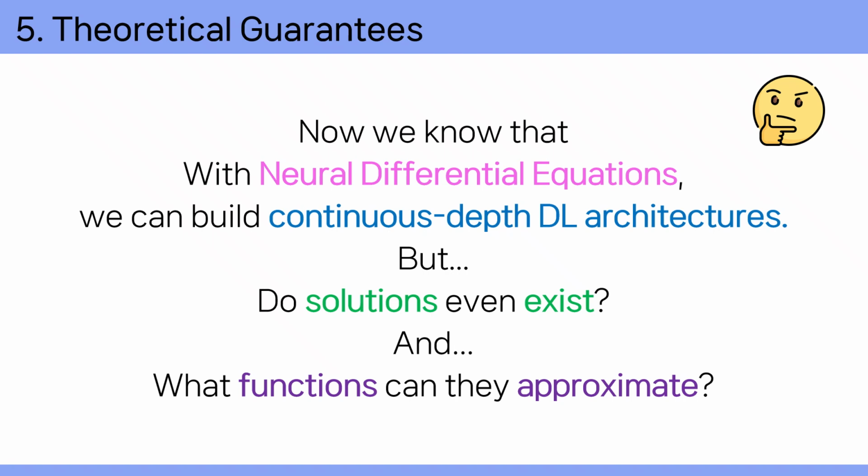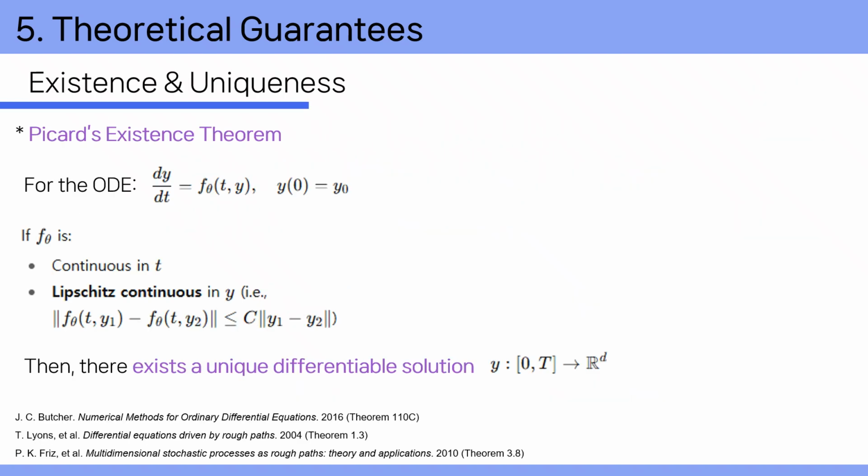Now we know that with neural differential equations, we can build continuous depth deep learning architectures. But you might wonder, do solutions to these equations actually exist? And from a practical standpoint, what kinds of functions can these models approximate? Without loss of generality, neural networks are usually built as compositions of Lipschitz functions. Because of this, for most architectures, the existence and uniqueness of solutions are guaranteed.